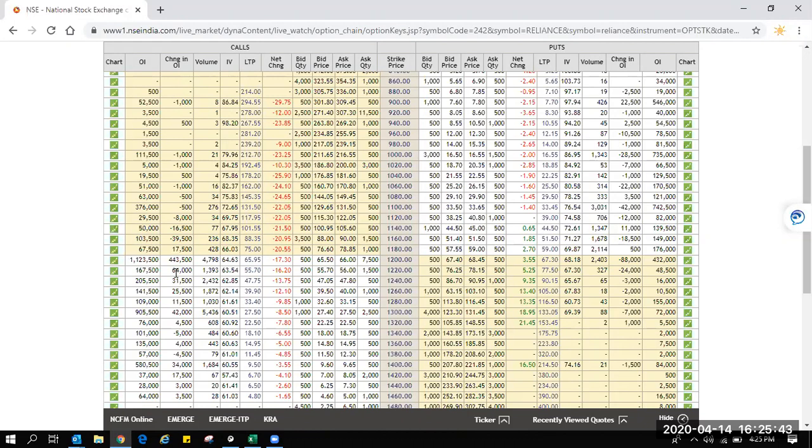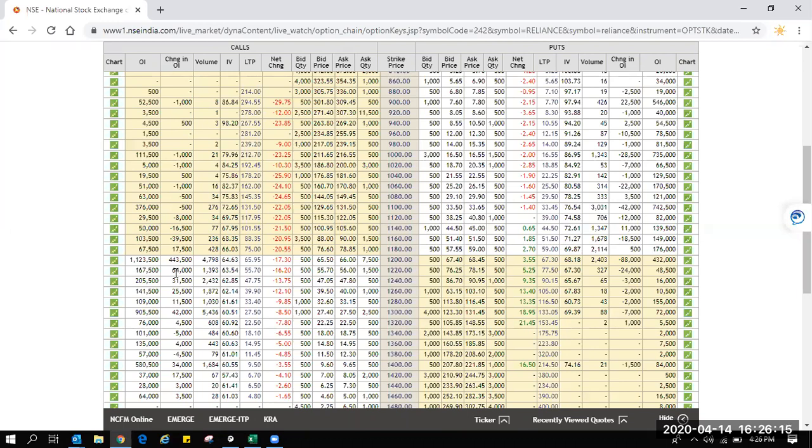Whenever the positions are added in the calls, then you need to understand that bearish positions are built in the system. When the positions are added on the put side, that means it's a support. So things are very clear: calls being written means people are expecting the market to go down, and when positions are added in the puts, then the market will go up.